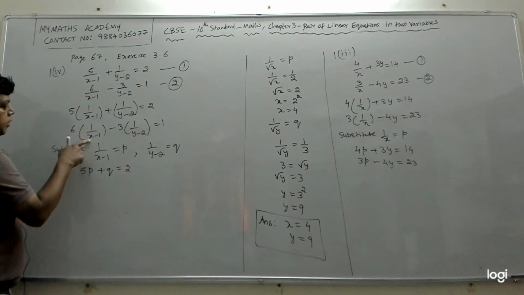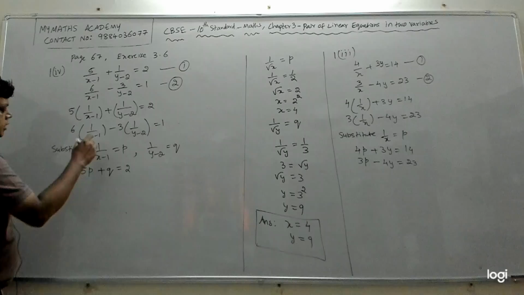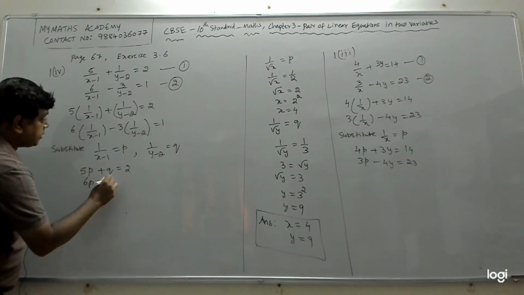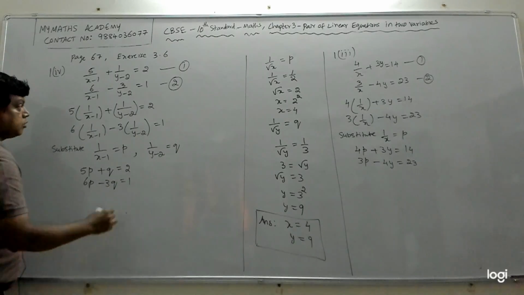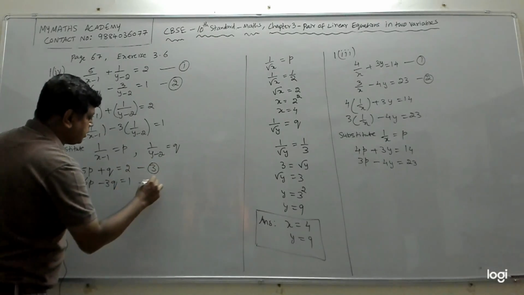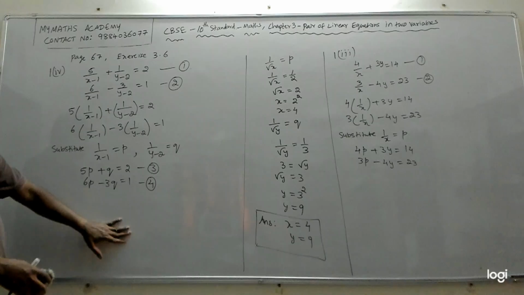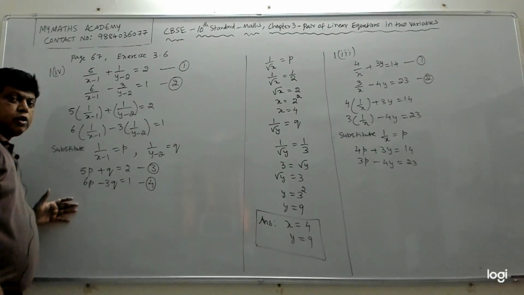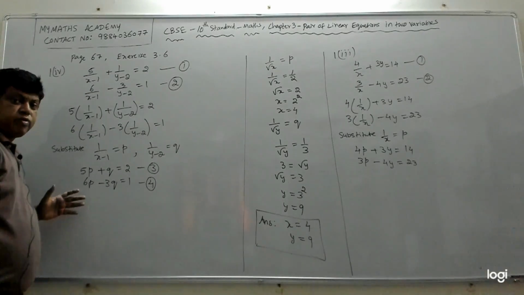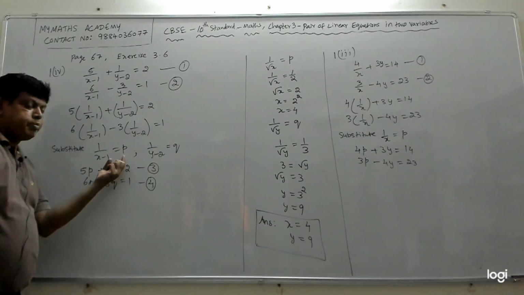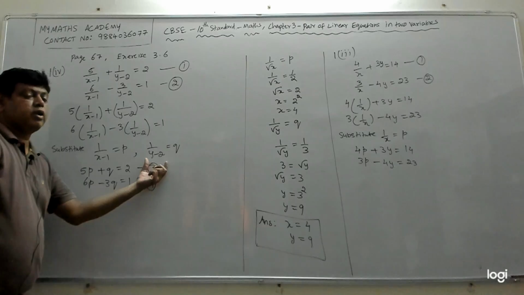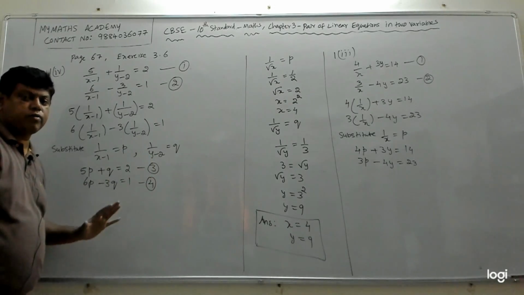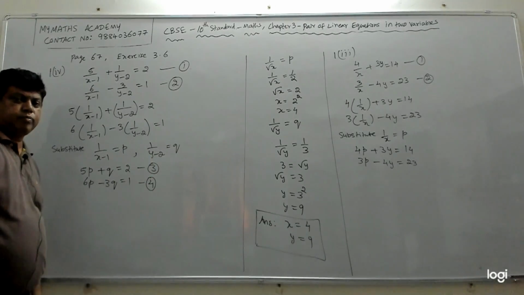Then again 1 by x minus 1 is p. Substitute p here. Then you get 6p minus 3q equal to 1. So call these the third equation and fourth equation. Again you need to solve these two using the elimination method. Find the value of p and q. Once you find the value of p and q, substitute the value of p here, you can get the value of x. Substitute the value of q here, you can find the value of y. So finally you can find the value of x and y.